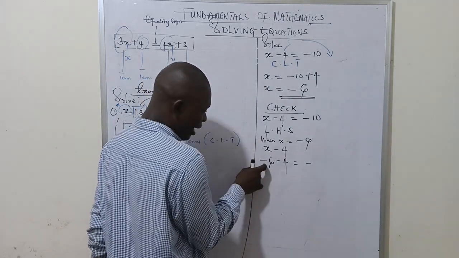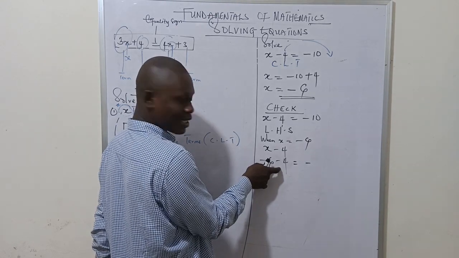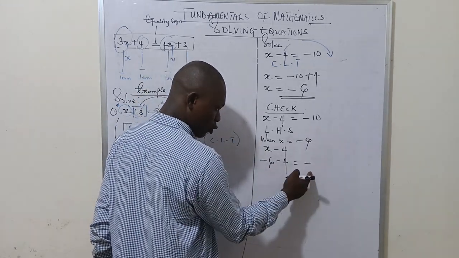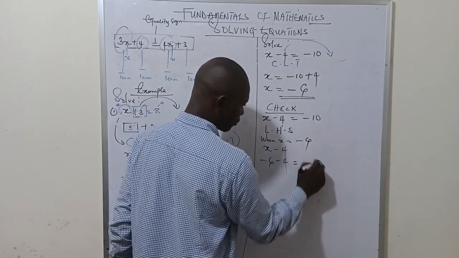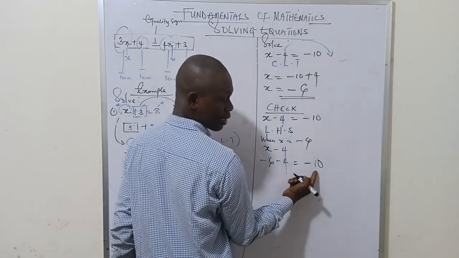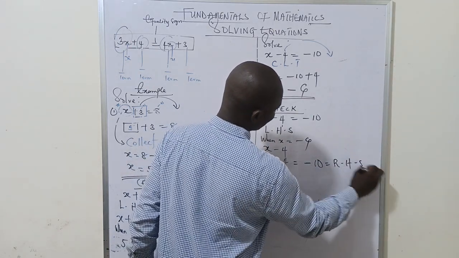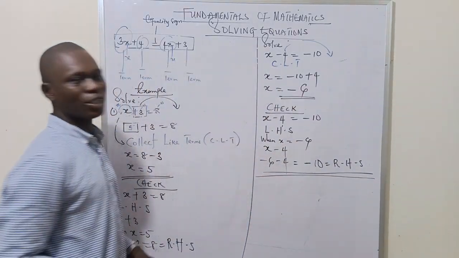Now, I'll be having what? Minus 6 minus 4, isn't it? Minus 6 minus 4 here equals what? Just add these up, that's going to be 10. So look at this now, it equals minus 10, which equals the right-hand side. So it means our value here, our answer, is correct.